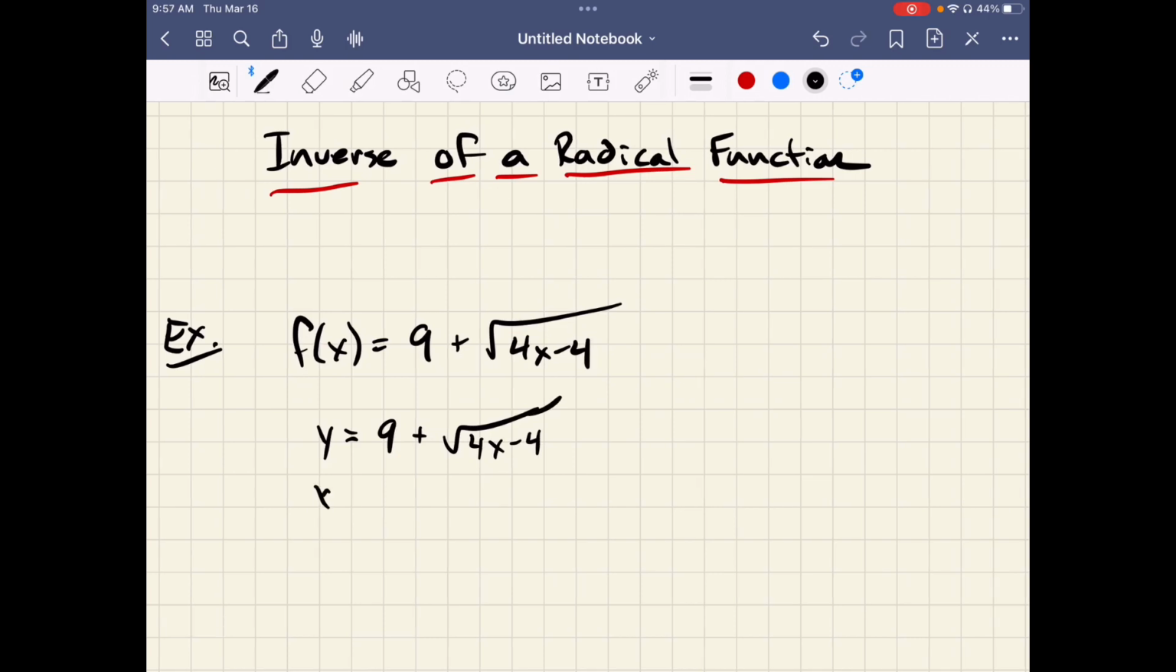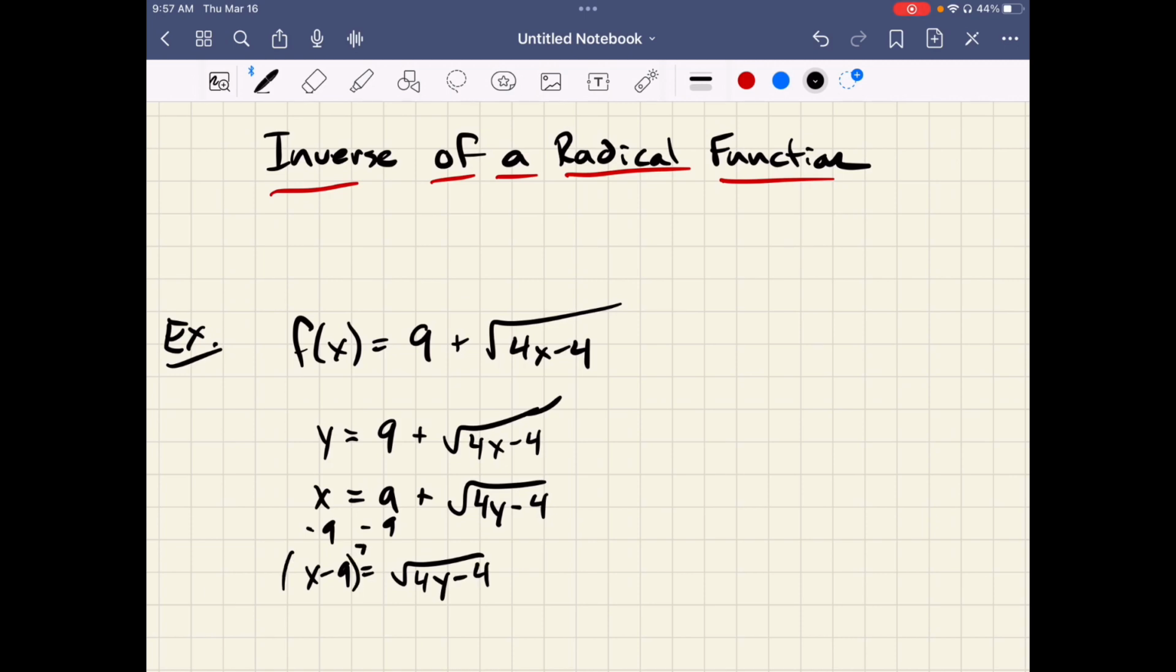So now I'm simply just going to switch my x and y values and then solve that function for y. So if you'll notice, I have a radical over here, right? And we've been talking about how to solve equations with those. First thing I want to do is isolate that. So I'm going to move over my 9. Get x minus 9 equals square root of 4y minus 9.